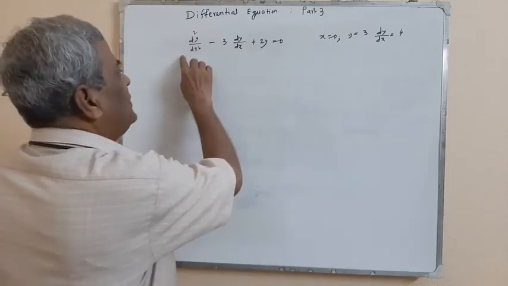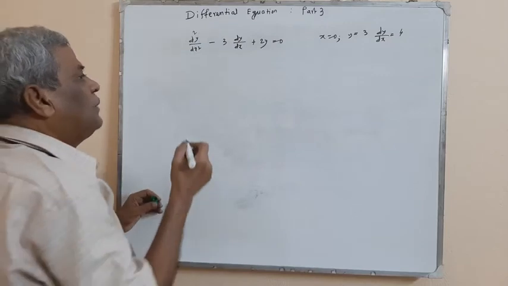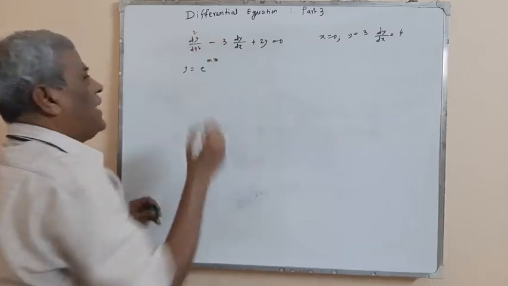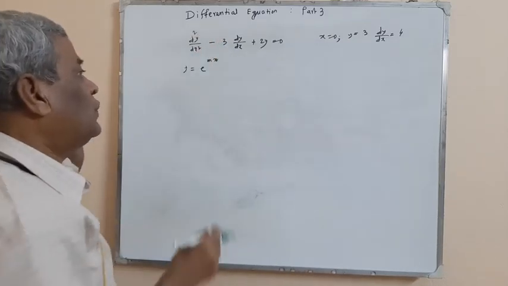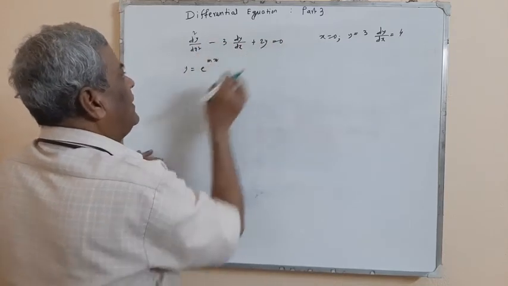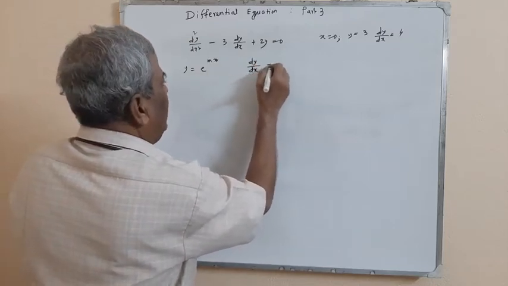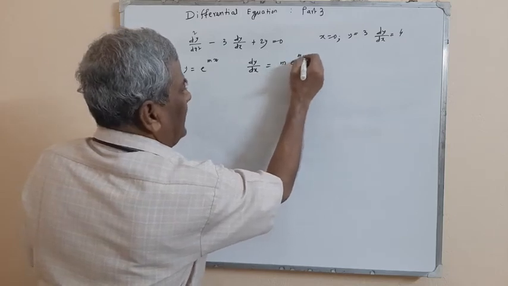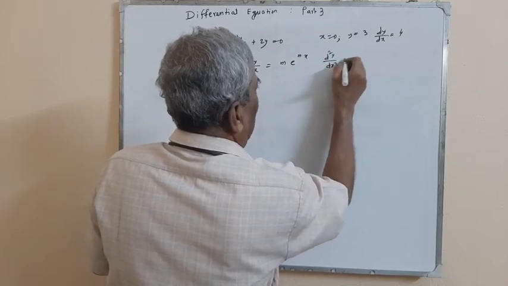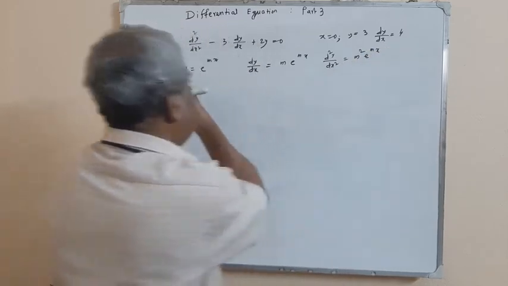First of all, this is a linear differential equation with constant coefficient. Its solution can be obtained by putting y is equal to e to the power mx as the trial solution. So put this value of y there. dy/dx is equal to m e to the power mx, d2y/dx2 will be equal to m square e to the power mx, and y is simply that.